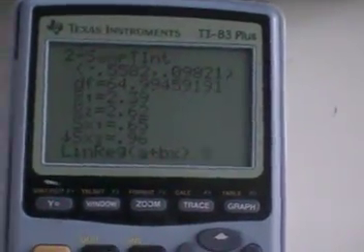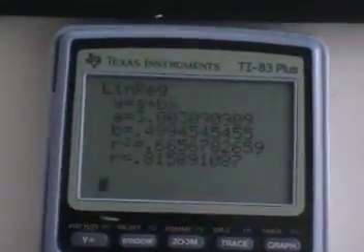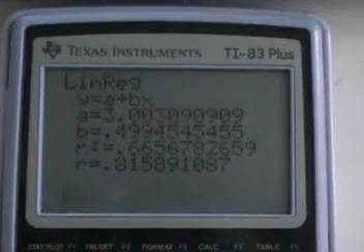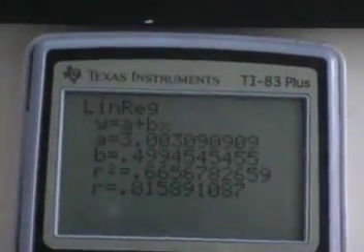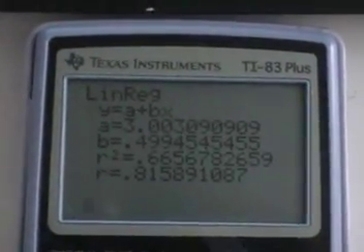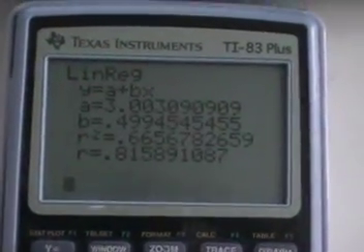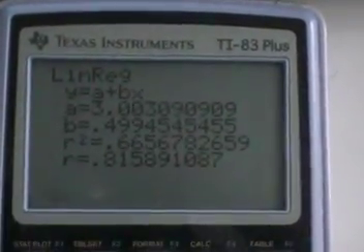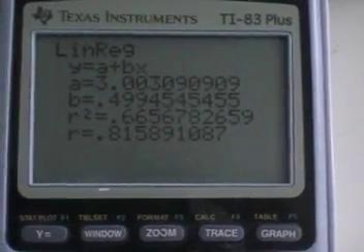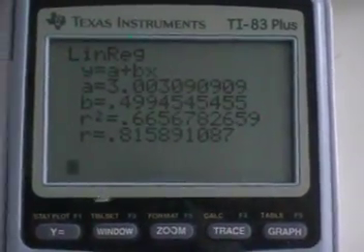And then either paste the answer or press enter. It gives you a and b, the y-intercept and the slope of the equation. R squared, you don't need to worry about. That's taught later in chapter 10 that we didn't cover. And r, that's the one we want, correlation, 0.815.